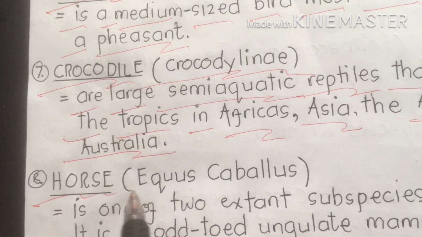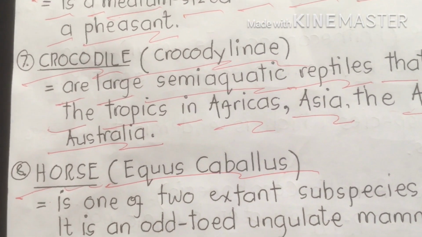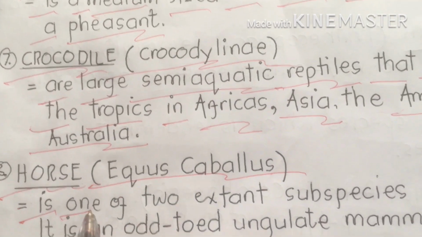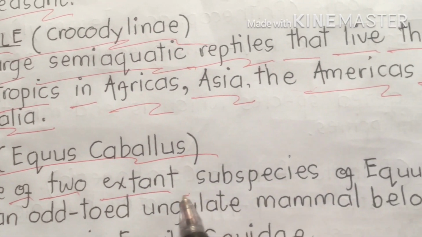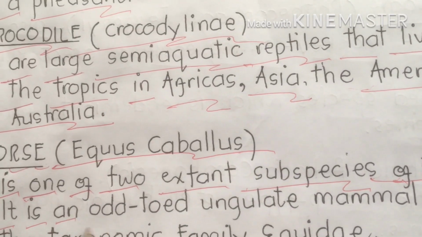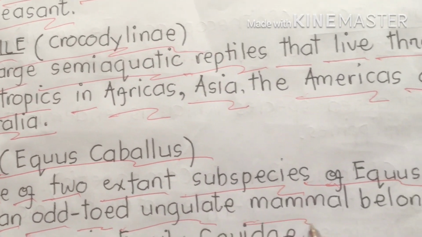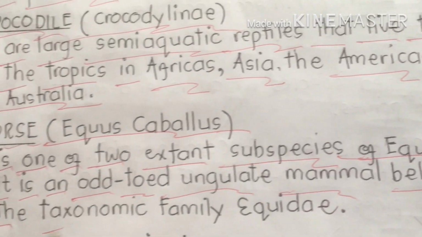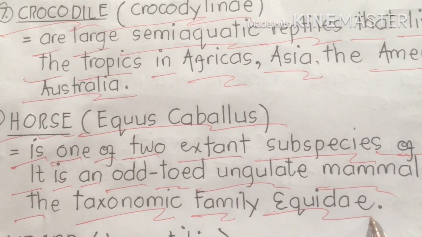Again, horse is what we call Equus caballus. That is the scientific name. It is one of two extant subspecies of Equus ferus. It is an odd-toed ungulate mammal belonging to the taxonomic family Equidae.